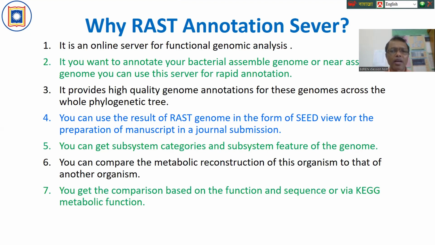You can use the result of RAST genome in the form of SEED viewer for the preparation of a manuscript in the journal submission. You can get subsystem categories and subsystem features of the genome. And you can also compare the metabolic reconstruction of this organism with that of another organism. You can compare both, and you can find some differences in their metabolic functions, metabolic pathways. And you can get the comparison between the function and sequence via the comparative metabolic function observer.